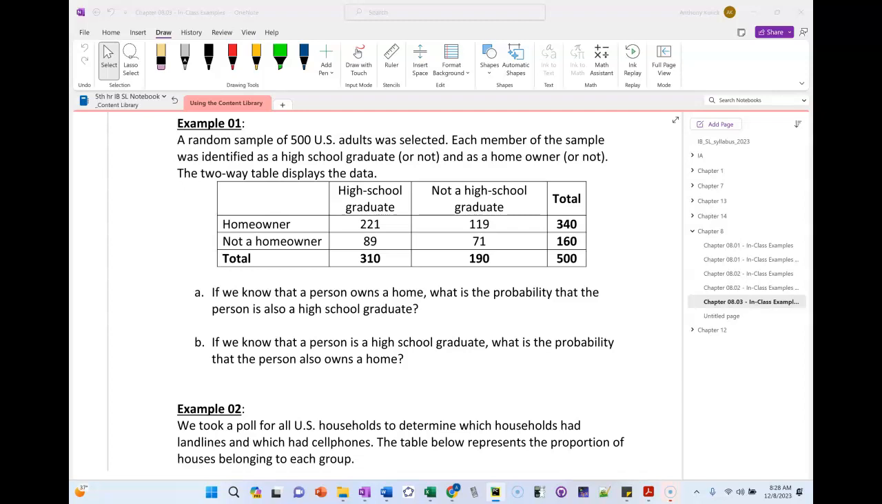So it's the probability homeowner given that they're a graduate. So the conditional probability formula would be the probability of graduate and homeowner. How many of those are there? Divided by the probability that you're a graduate. How many of those are? 310. So that should be your answer. 221 over 310. That feel good? Okay.